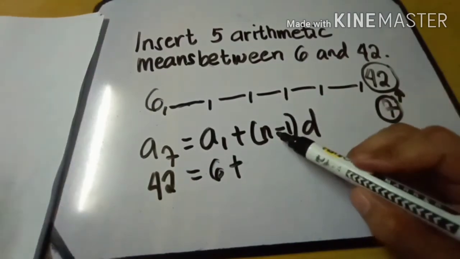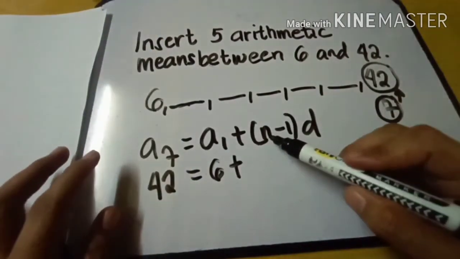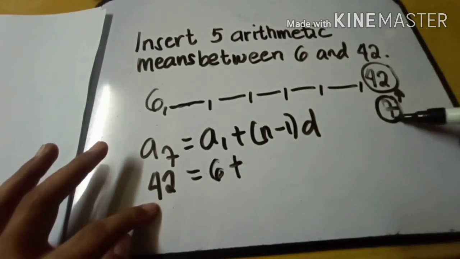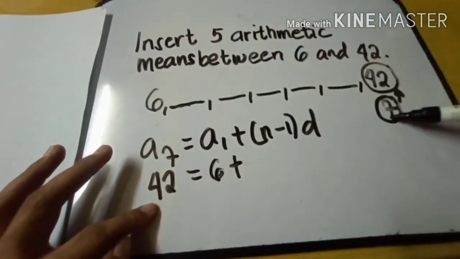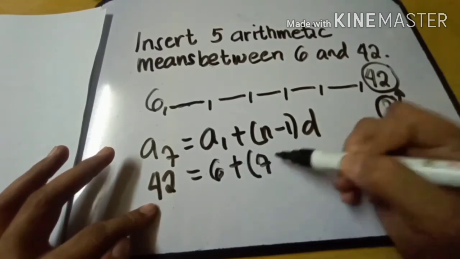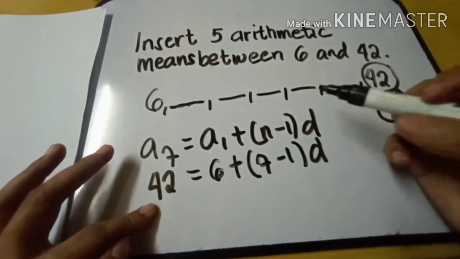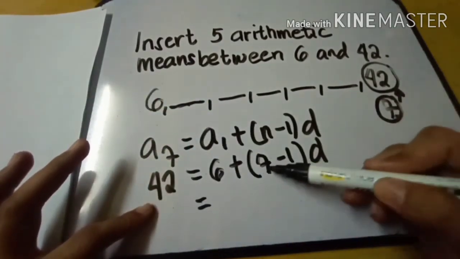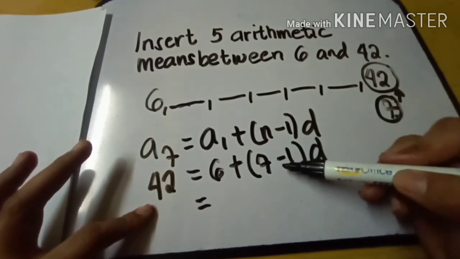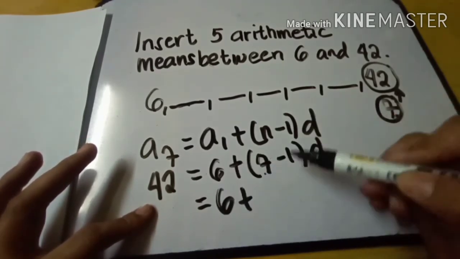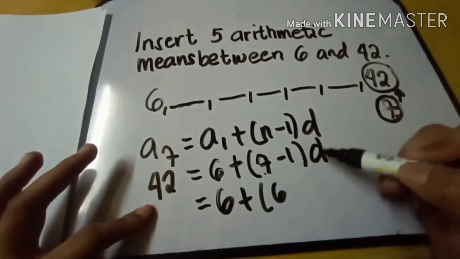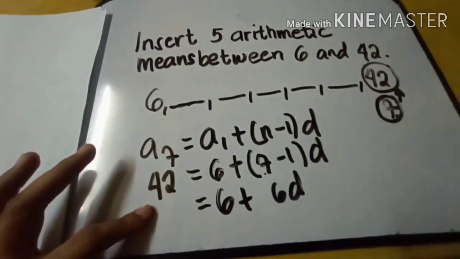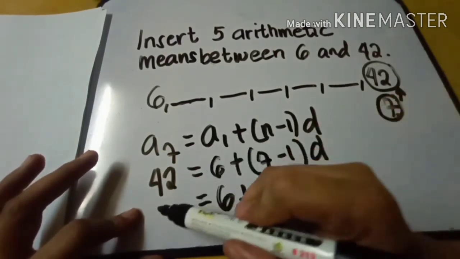Then our n is referring to the 42. That means 42 is the 7th term of this given sequence. So therefore our n is 7 minus 1 times d, because 7 is referring to the 42. Then we simply evaluate the numbers inside the parentheses. 7 minus 1 will give us 6. Then we multiply that one. 6 times d will give us 6d. Then we have here 42.